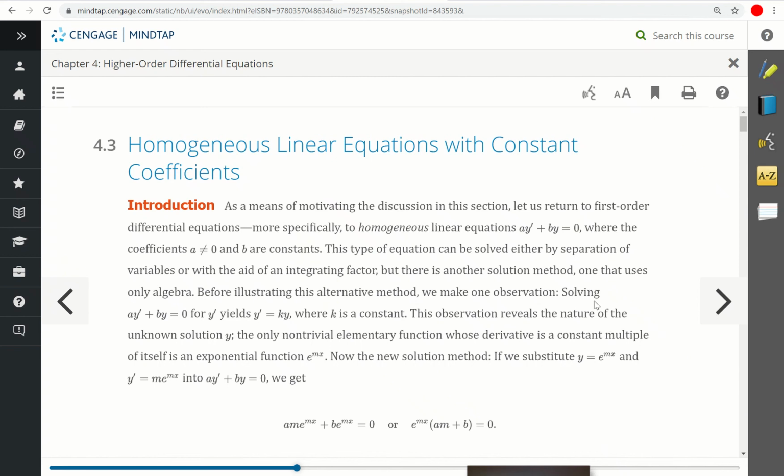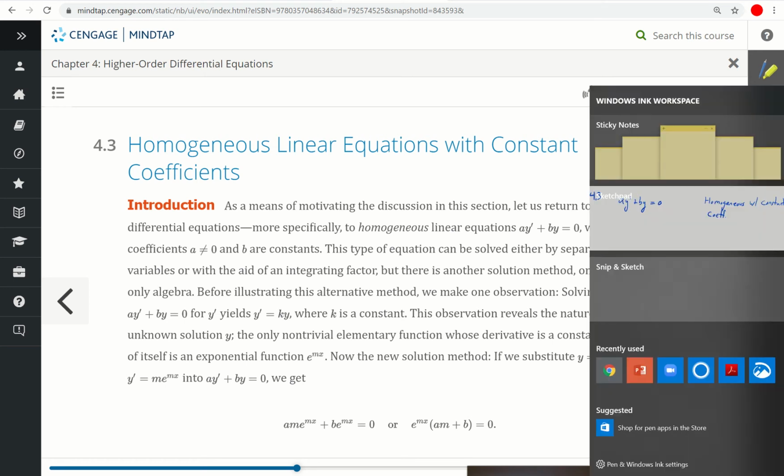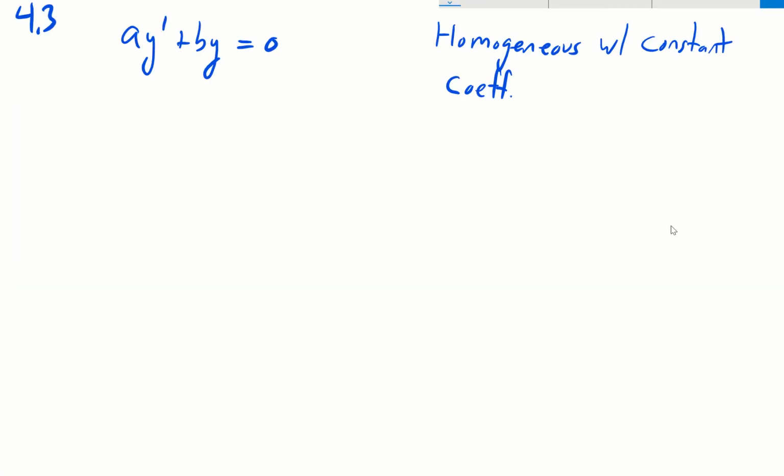In section 4.3, we're going to look at homogeneous linear equations with constant coefficients. We've already seen several different ways to solve these. In particular, these types of equations are separable, and we also have the idea of solving them with an integrating factor. In this section, we're going to introduce yet another method that will apply to other types of equations, which is going to be our approach to homogeneous ones that have constant coefficients.